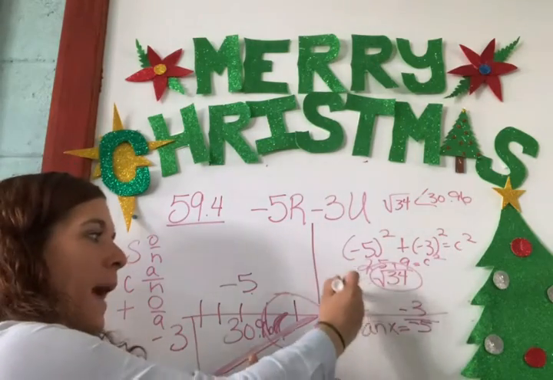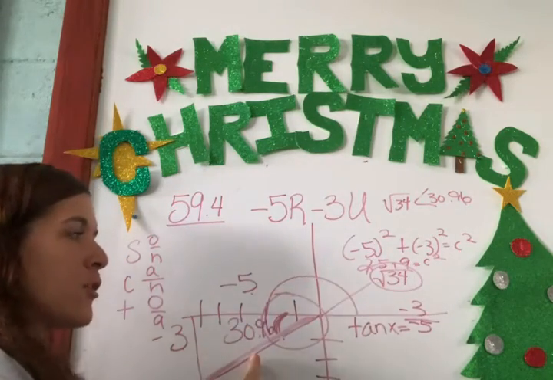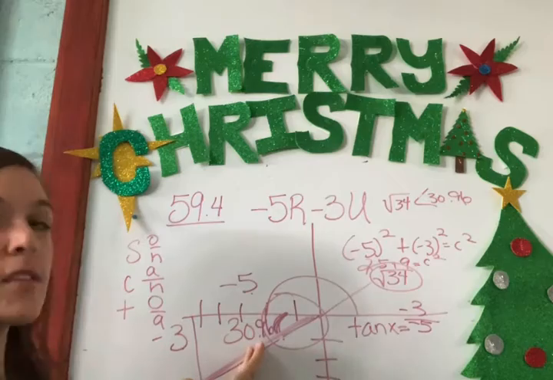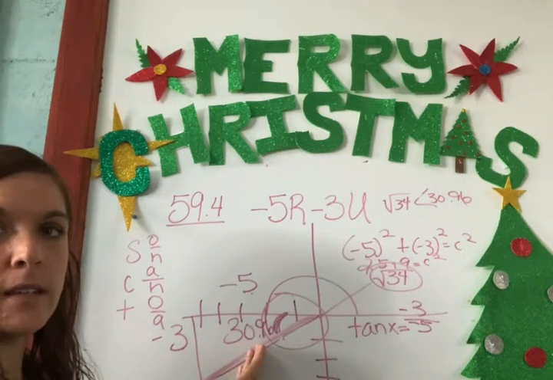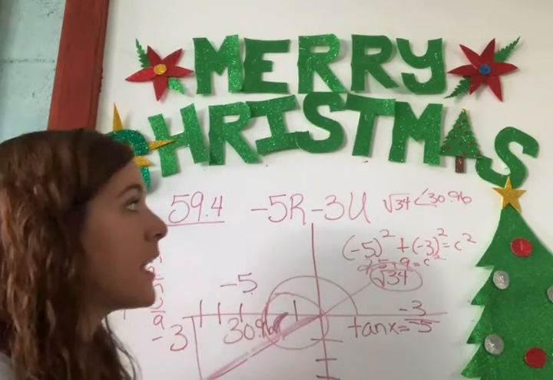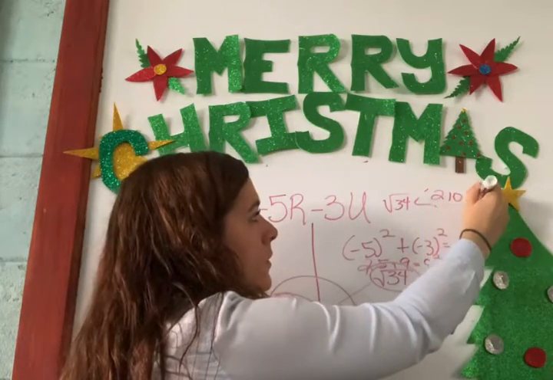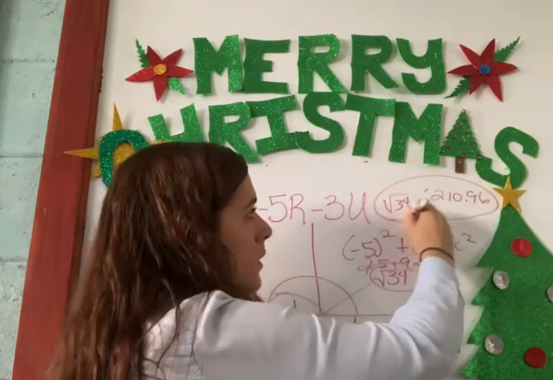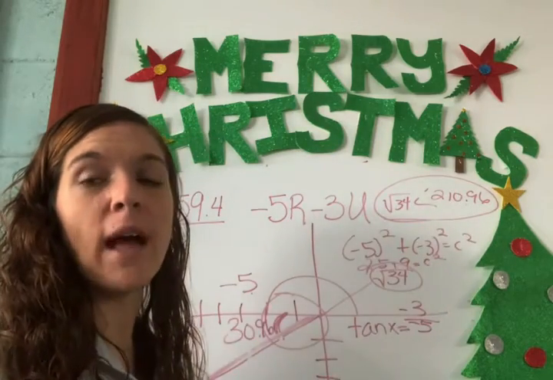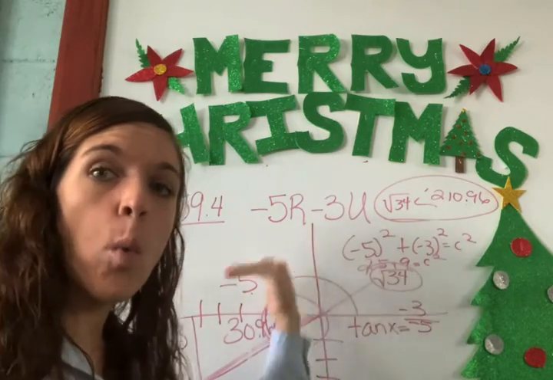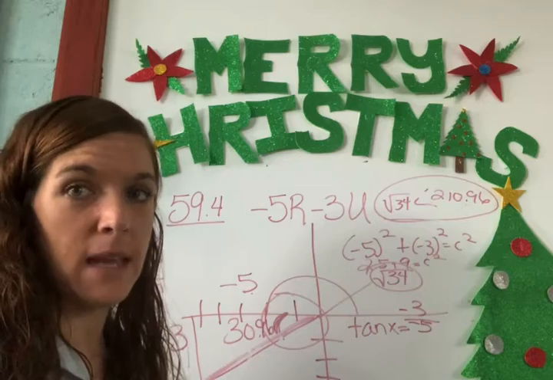Well, first you have to pass through 180. So you're gonna do 180 plus 30.96, which is gonna be 210.96, and that is gonna be your answer. Okay, because you gotta get it into the quadrant that you need it to be in.